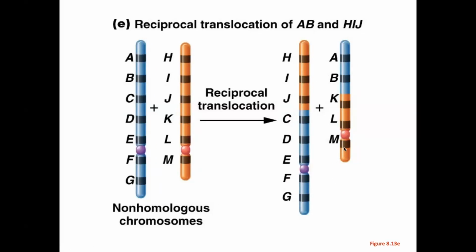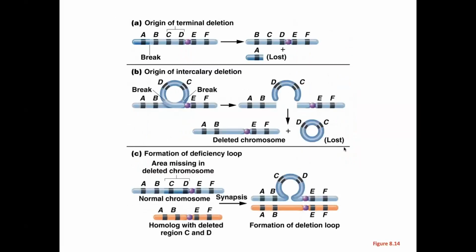So what I want to do is, again, take each one of these one by one, and talk a little bit about mechanisms that will produce these abnormal chromosomes, and then give you examples of phenotypic consequences. So let's look at the deletions first.